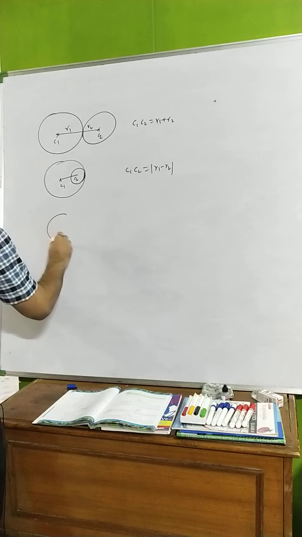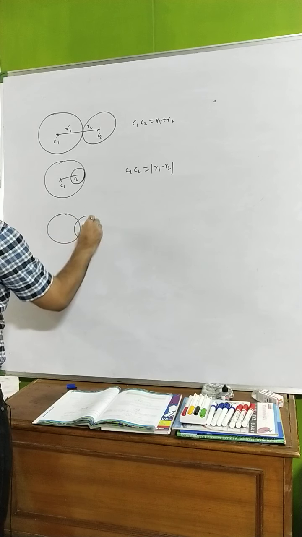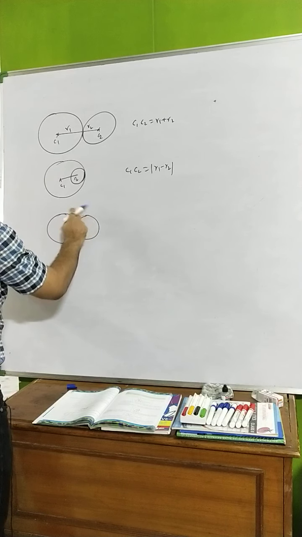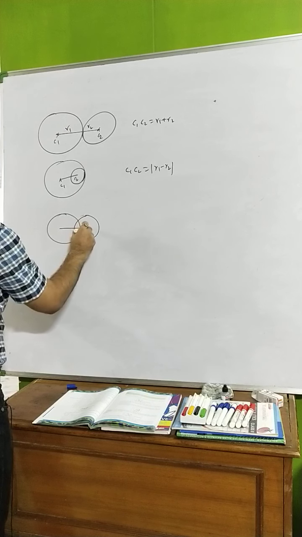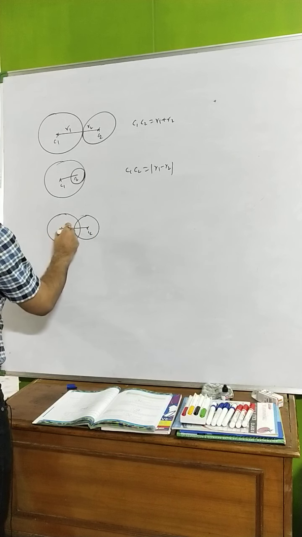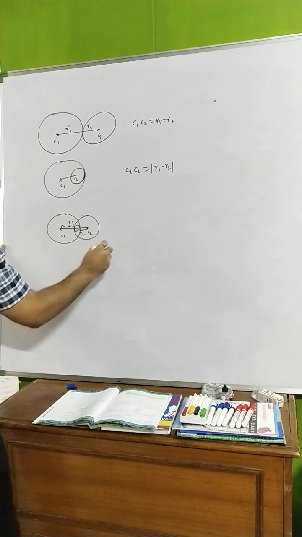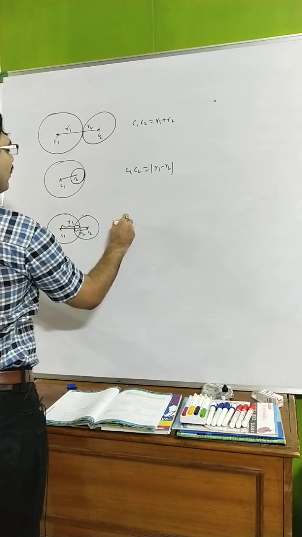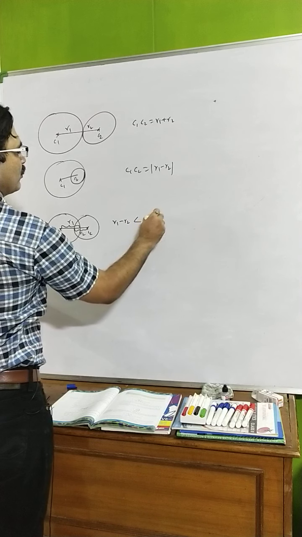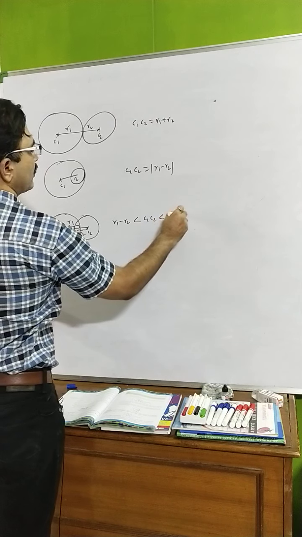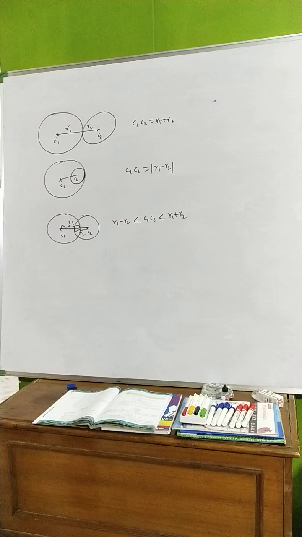Now, suppose the two circles are going to cut each other. If they cut each other, then this is C2, this is C1. You know very well that this one is R1 and this one is R2. So what happened here? R1 minus R2 is less than C1C2, less than R1 plus R2. This is the condition, please remember.